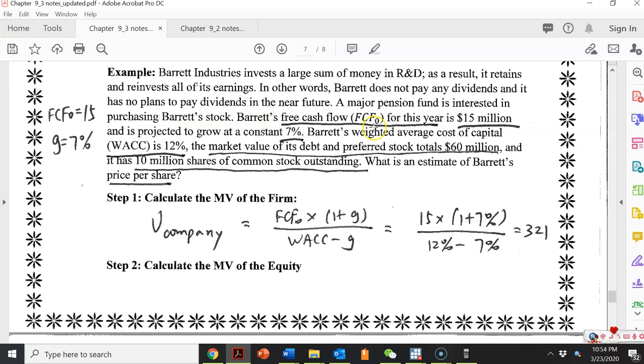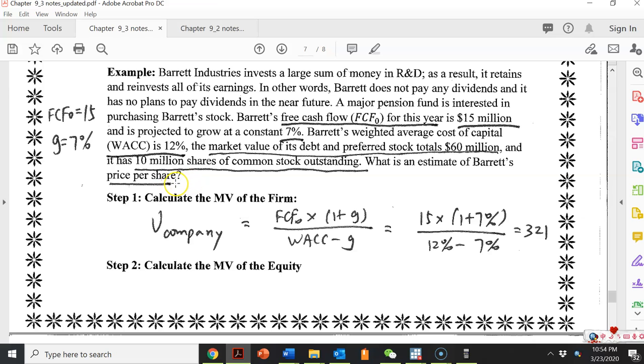A major pension fund is interested in purchasing Barrett's stock. Barrett's free cash flow for this year is 15 million. Free cash flow 0 is 15 million, and is projected to grow at a constant 7%. Okay, we know G is 7%. Barrett's weighted average cost of capital, WACC, is 12%. Market value of its debt and preferred stock totals 60 million, and it has 10 million shares of common stock outstanding. What is an estimate of Barrett's price per share?